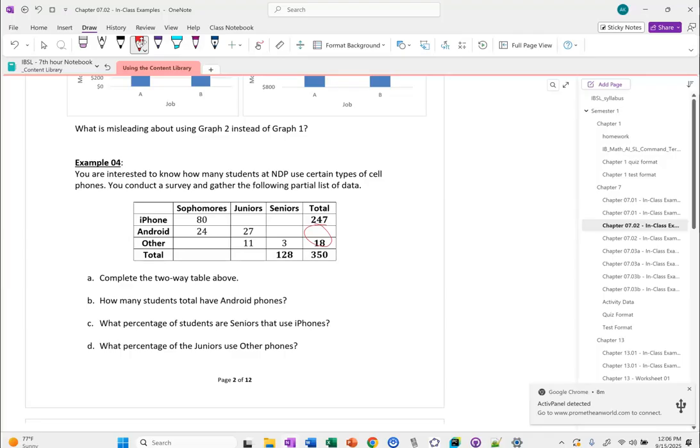The other possible starting spot would be sophomores and other. Again, if you look at the other row, you have 3 of the 4 values. It should be relatively easy to find the 4th. Does it matter which one you start with? Not at all. Those are the only 2 possible starting spots. So you're looking out for all but one of the values in a row or a column. Once you have that, you should be able to fill the rest in.